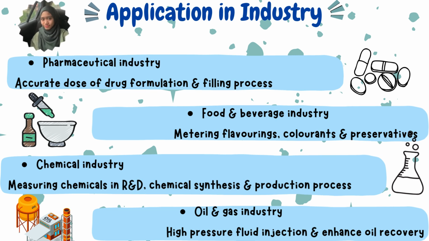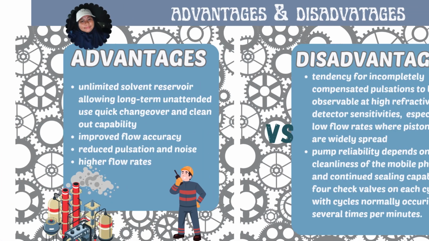Lastly, in the oil and gas industry, dual piston pump is primarily used for high pressure fluid injection, like pumping crude oil from wells to storage tanks, injecting water or chemicals into reservoir to enhance production. It also can enhance oil recovery. Other than that, it also can be used in pipeline transport and mud pumping during drilling.